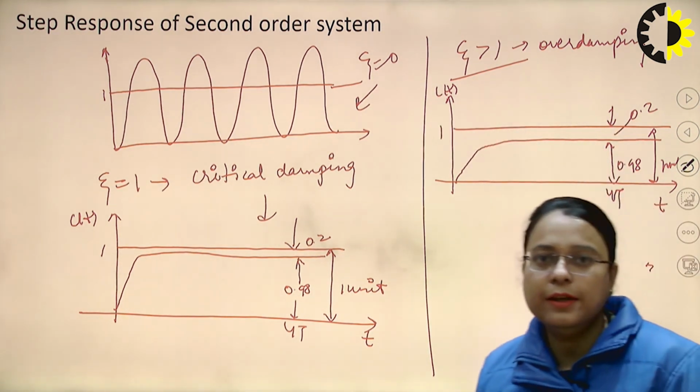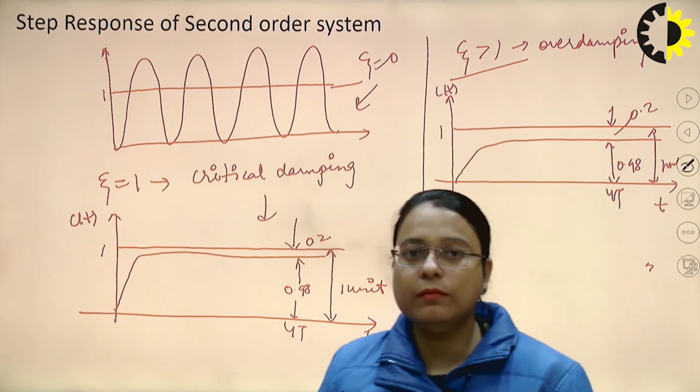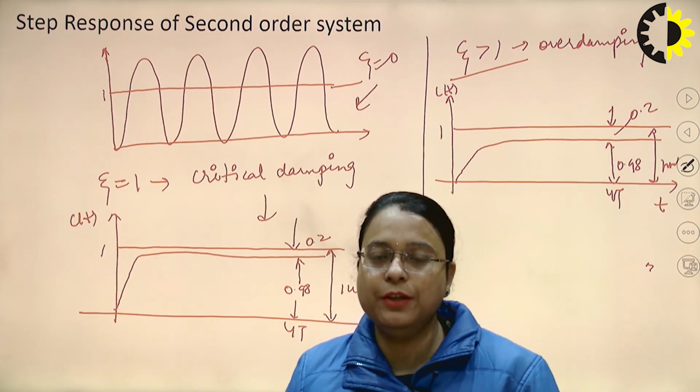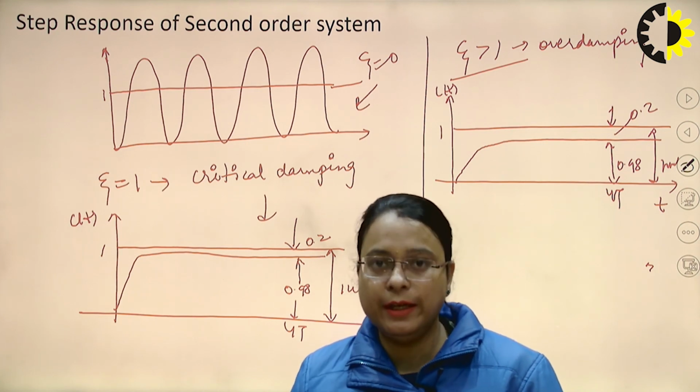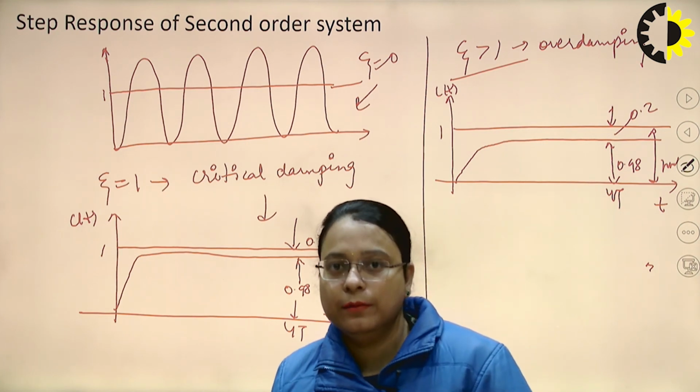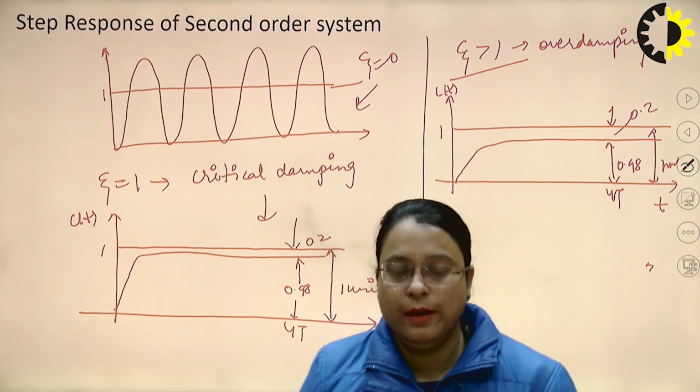In the next lecture, I will talk about the time domain specifications of second order control system, which are rise time, settling time, delay time, okay, and the peak overshoot. And this is it for today's lecture.